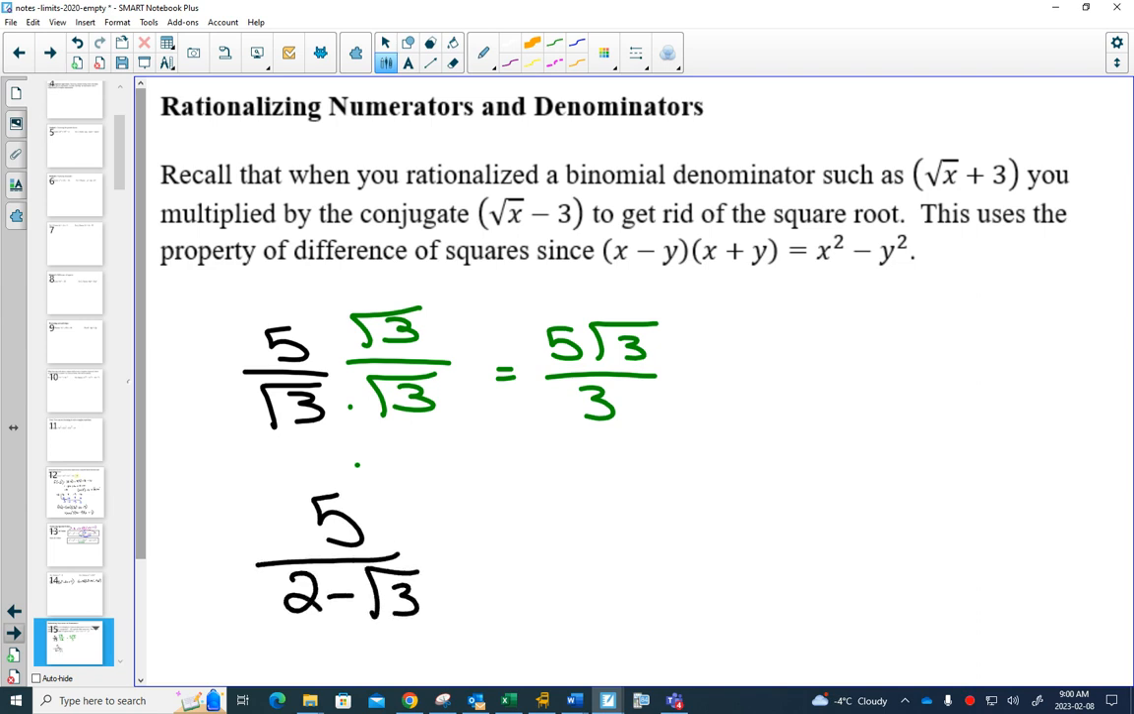Okay? However, it's still, I think, in the curriculum because you also learn questions that look like this: 5 over 2 minus root 3. And you had to get rid of that square root on the bottom. And now you're going to see, does your memory tell you how to do this one? No.